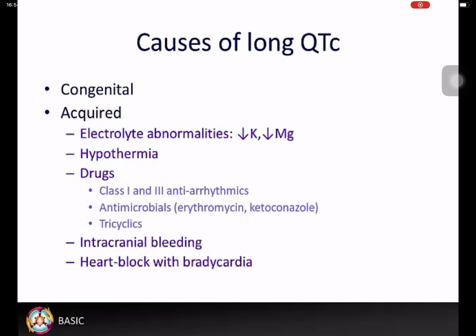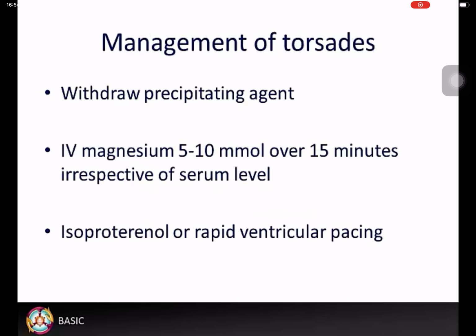As always, it is important to identify and treat the cause of the arrhythmia. This slide gives more common causes of torsades in ICU patients. The management is to withdraw any precipitating agent, give IV magnesium, and increase the heart rate, and hence shorten the QTc, with isoproterenol or rapid ventricular pacing.